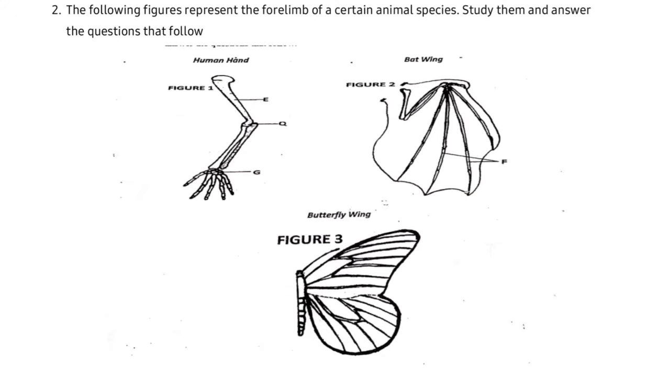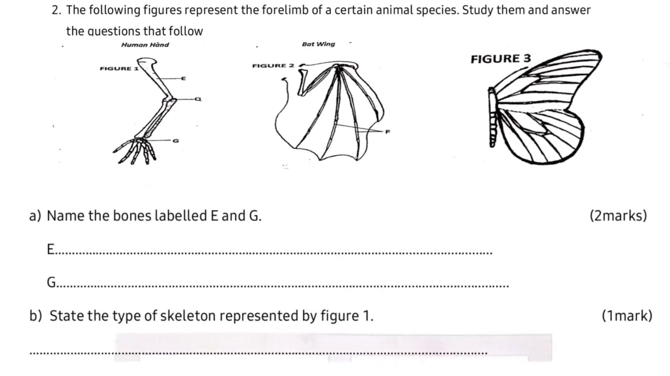Okay, that is enough of a summary. Let us get into the questions. Part A. Name the bones labeled E and G. Let's look at E. Okay, that is the humerus. G, where is G? Found G. That is the wrist bone, right?